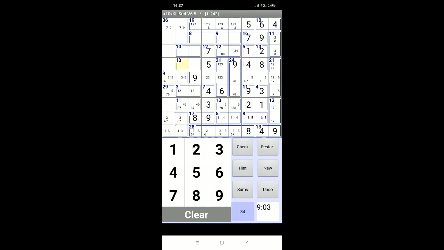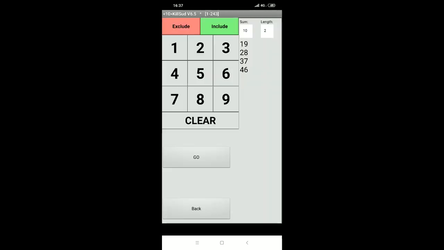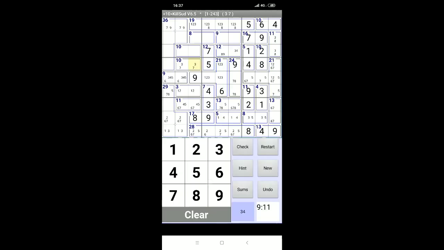In this 10, we don't have a 9, an 8, or a 4, leaving us with a 3 and a 7. No 3 here, no 7 here. And that leaves us here with 1, 2, and 6. However, here there cannot be a 1 and a 2 because of this 3, so it leaves us with a 6.